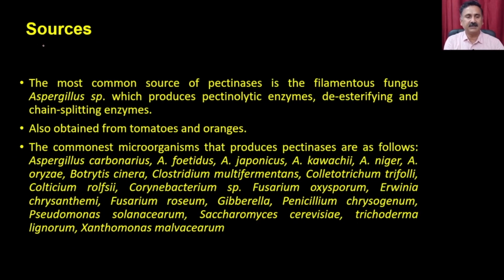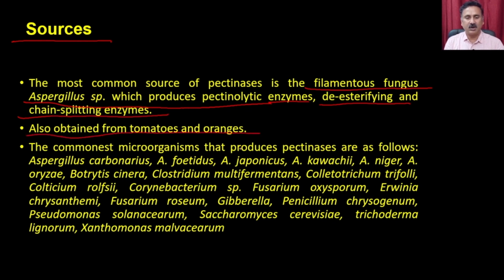What are the different sources? The most common source of pectinase is the filamentous fungus Aspergillus, which produces the pectinolytic enzymes, de-esterifying and chain-splitting enzymes. It is also obtained from tomato and orange. The common organisms that produce pectinases are Aspergillus, and so on. So these are the Clostridium and all that. These are the different types of microorganisms that you can use, and they can be a good source of pectinases.